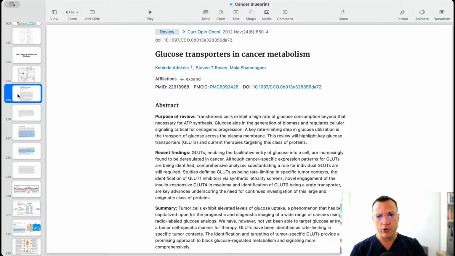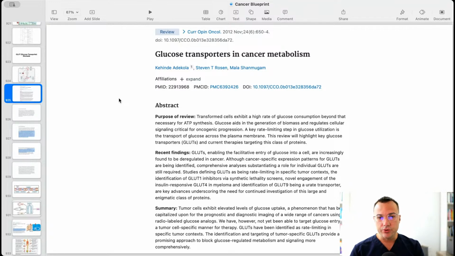So without further ado, this is a paper published in November 2012 in Current Opinion in Oncology, called Glucose Transporters and Cancer Metabolism. It says the purpose of review: transformed cells exhibit a high rate of glucose consumption beyond that necessary for ATP synthesis, or energy synthesis. Glucose aids in the generation of biomass and regulates cellular signaling, critical for oncogenic progression. A key rate-limiting step in glucose utilization is the transport of glucose across the plasma membrane. This review will highlight key glucose transporters, GLUTs, and their therapeutic targeting in this class of proteins.